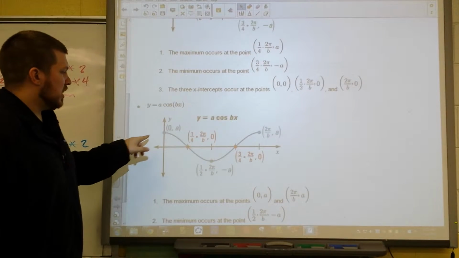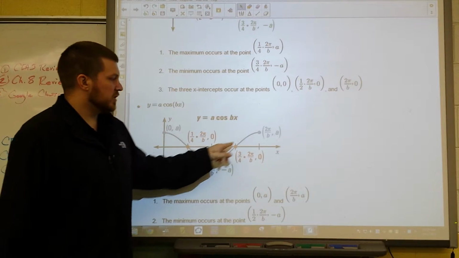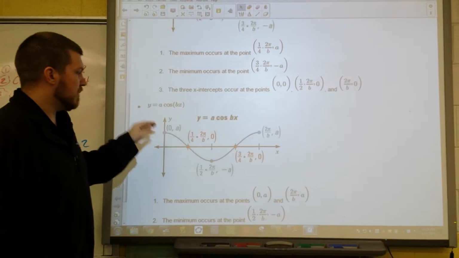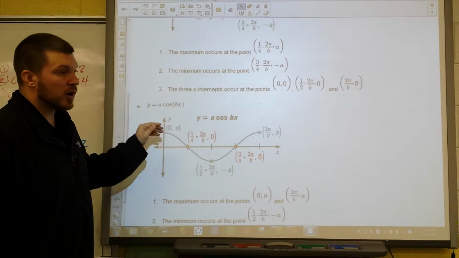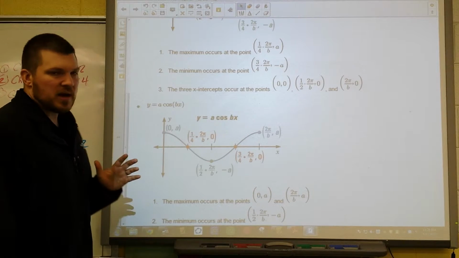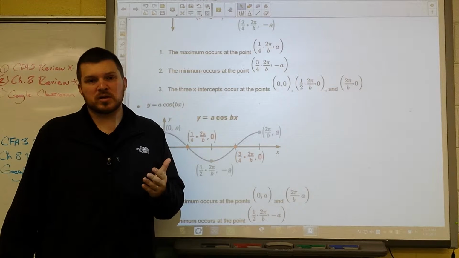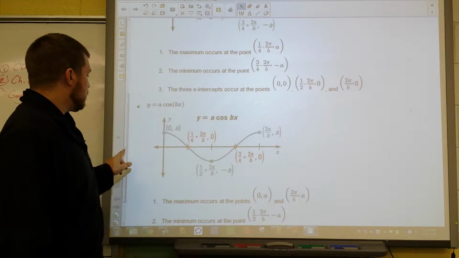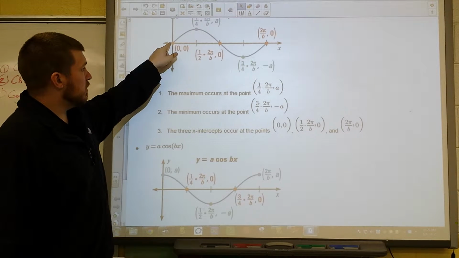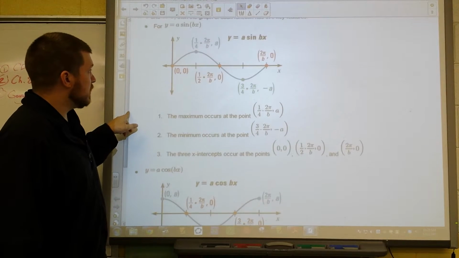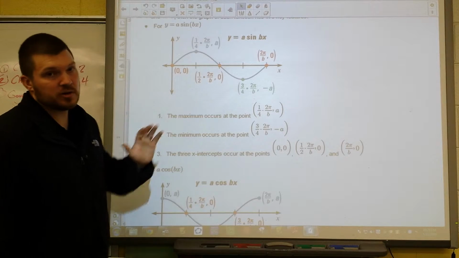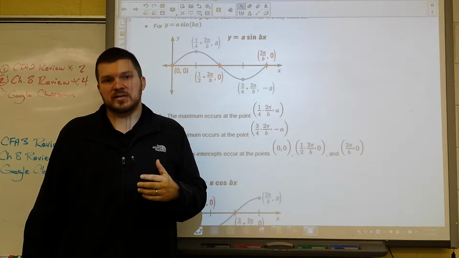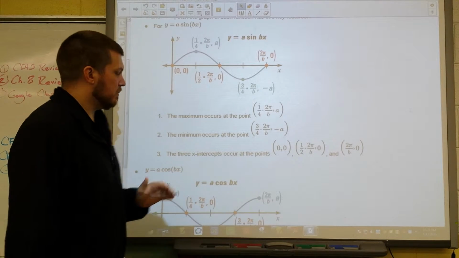And for cosine, it always starts its period and finishes its period at its maximum height, in this case, whatever a is. Now, these are the parent functions, so once we start transforming things in the next video, we want to keep these things in mind, because if we know that, for instance, sine always is supposed to start at 0, 0, but it's starting somewhere else, then that probably indicates that there's a vertical shift. So just keep that in mind.